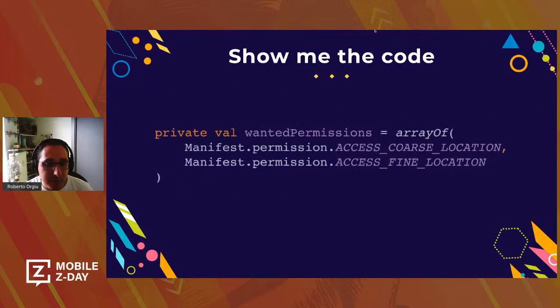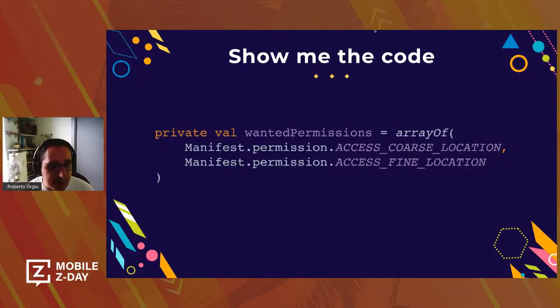The next step is declaring the permissions that we want. So in this case, we declare the access to coarse location and fine location. Here you can put all the runtime permissions that you want. They don't have to be connected in any way. It's just all the permissions that you need. And if they're granted, they will be shown in the map that we saw in the previous slide.